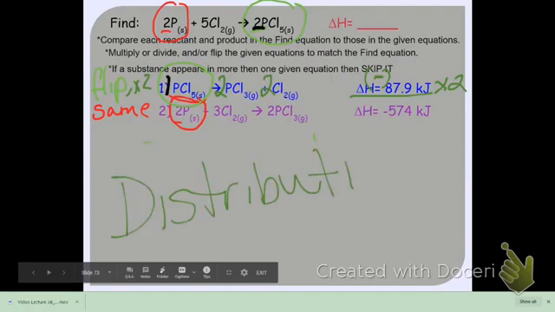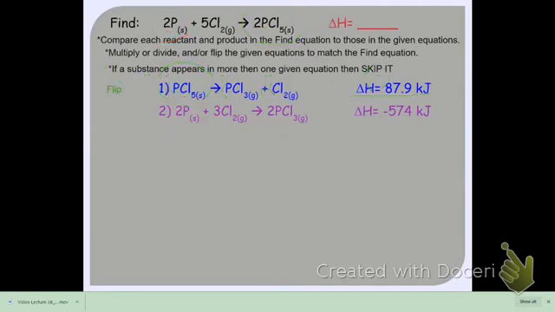Distributive. So it has to be distributive. If I have to multiply the PCl5 by 2, that means I've got to multiply everything in that equation by 2. So it's going to be flipped and multiplied by 2. Okay, so let's see how well we came out of that.